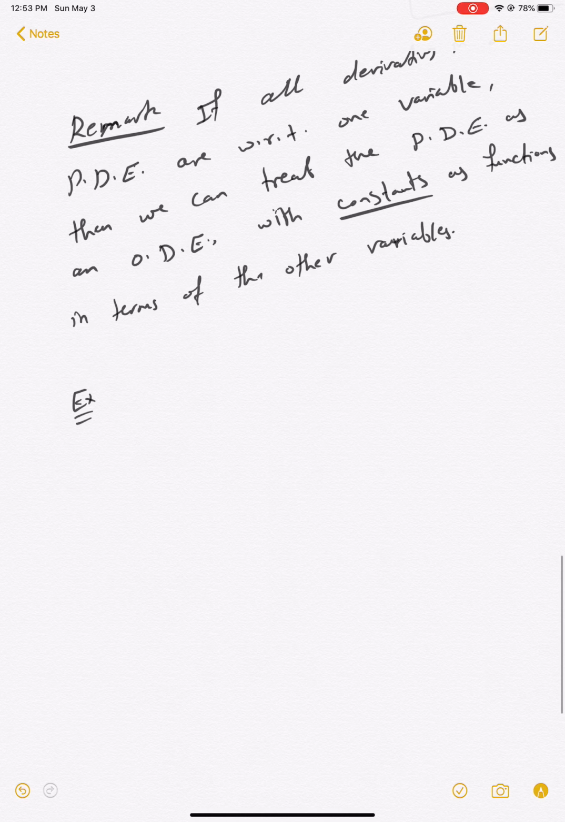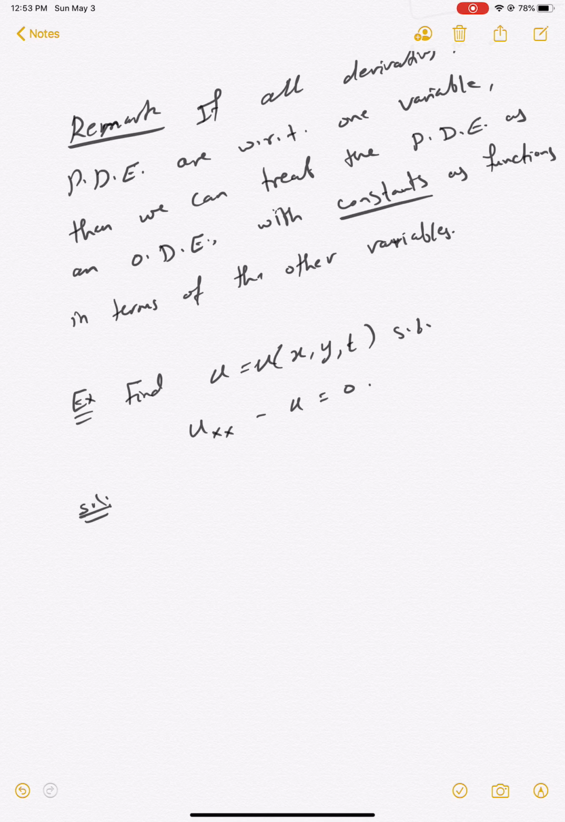So to better explain this, let's find the function u that depends again on x, y, and t, but that satisfies the second derivative with respect to x minus u equals 0. Again, we have a function that depends on many variables, x, y, t, but the partial derivatives are only with respect to x. So you can look at this as u double prime. If you don't like the u, you can change it to avoid any confusion, because u depends on x, y, t. For example, w double prime minus w equals 0, with w being a function in terms of x, because these are my derivatives.